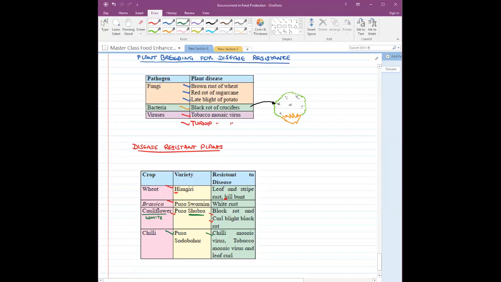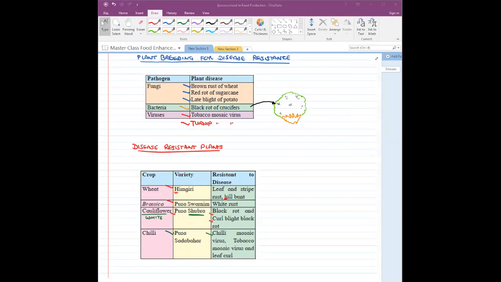Okay, guys, these names are very important. Try to remember it this way only: Himgiri, hill bunt. Brassica, Pusa Swarnim, white rust. You have to remember this because this is a little odd one. Pusa Shubra, that is white, pandhra shubra, and against black rot, because we've already understood that this is going to be against black rot. And chili, Pusa Sadabahar, grows throughout the entire year. So chili mosaic virus and tobacco mosaic virus. Okay, so guys, keep this thing in mind.